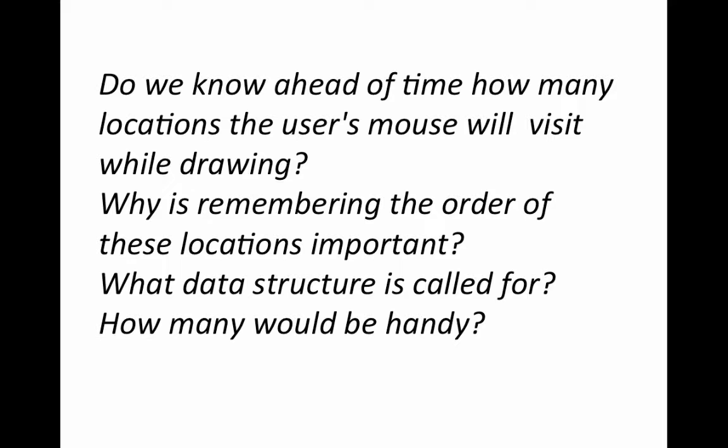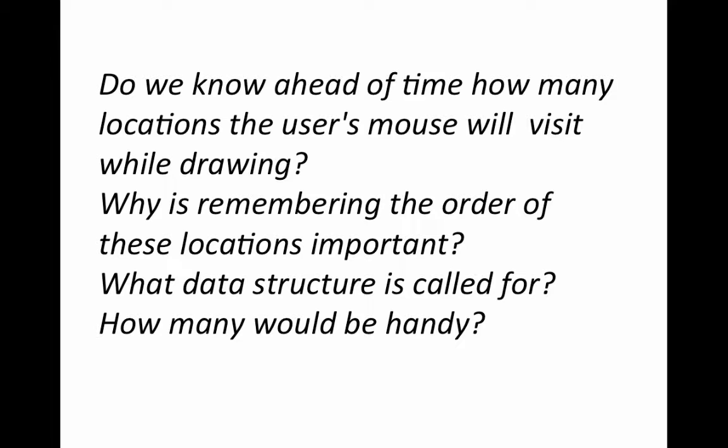Here are some questions to basically recap what we discussed. Do we know ahead of time how many locations the user's mouse will visit while drawing? Clearly, the answer is no. The user could at any point decide to draw more, so we don't know. And why is remembering the order of these locations important? It is important because it is the order that defines the shape of this object. If the order was shuffled, you would not get the character you have drawn in the manner that you have drawn it. It will be all jumbled around.